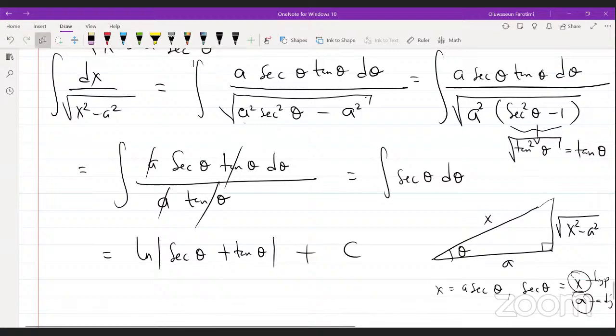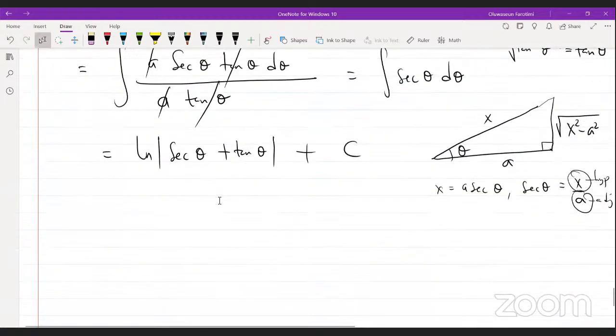Okay, but what do we need, guys? What do we need? We need tan of theta. So to get tan of theta from this guy, you have tan of theta, that's opposite divided by adjacent, right? So this guy is square root of x squared minus a squared divided by a.